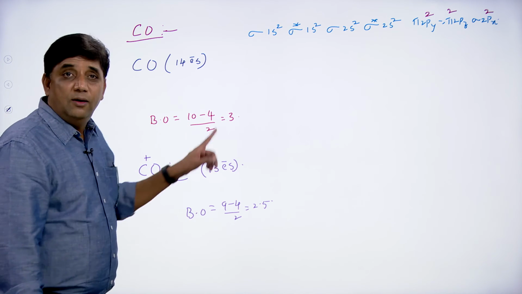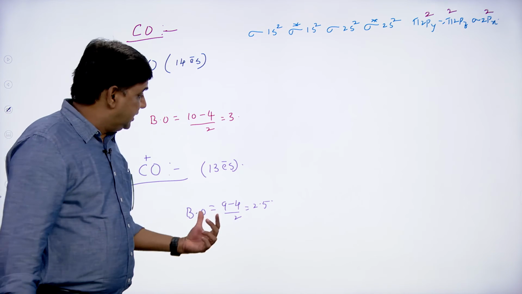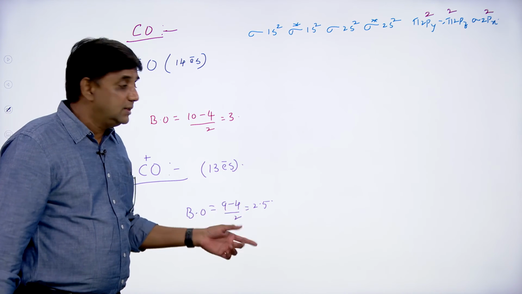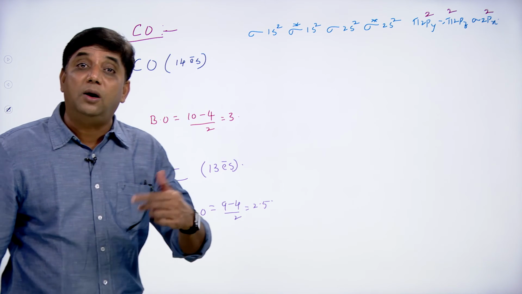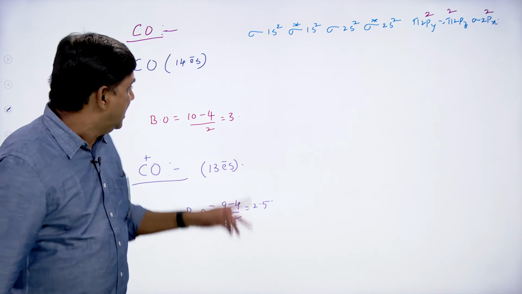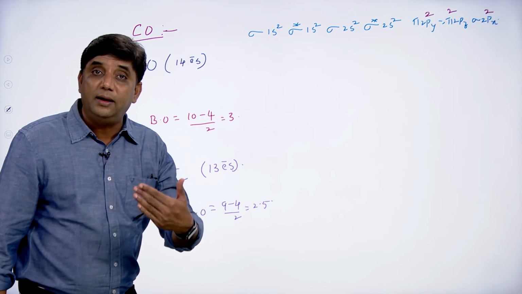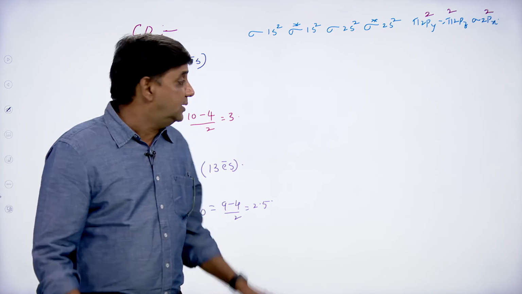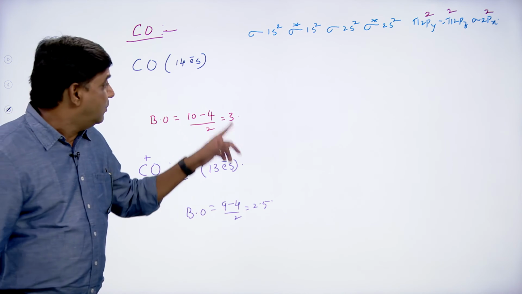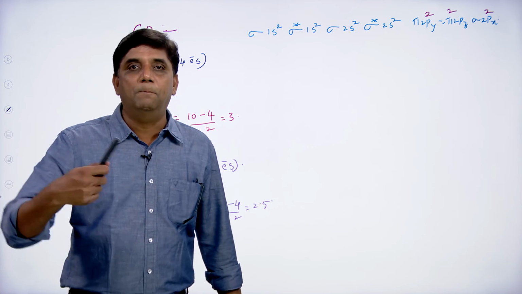And carefully listen, from CO to CO plus, the bond order decreased. As the bond order decreases, bond length should increase. As the bond order decreased here, the bond length should have increased. But on the contrary, it is observed that bond length decreased from here to here. Bond length decreased means there must have been an increase in the bond order.